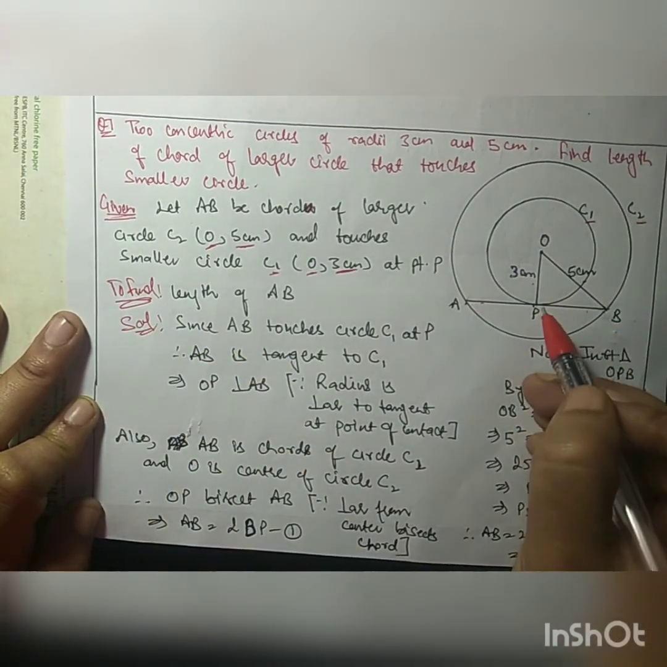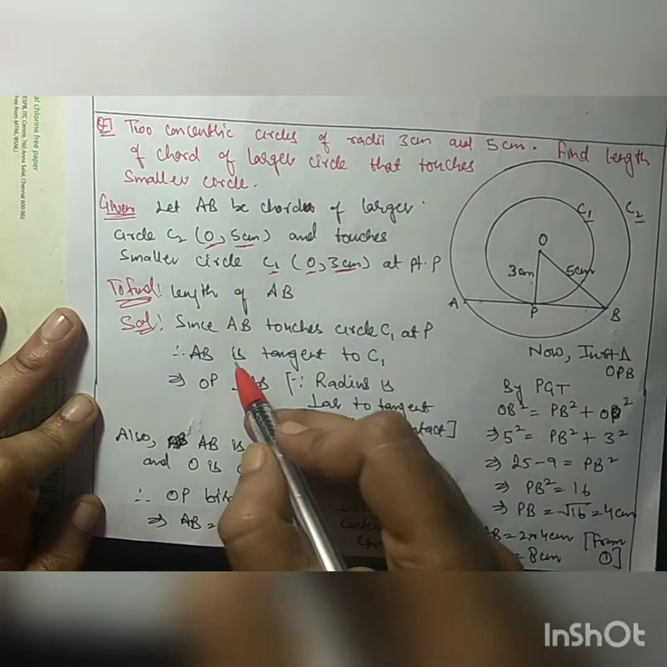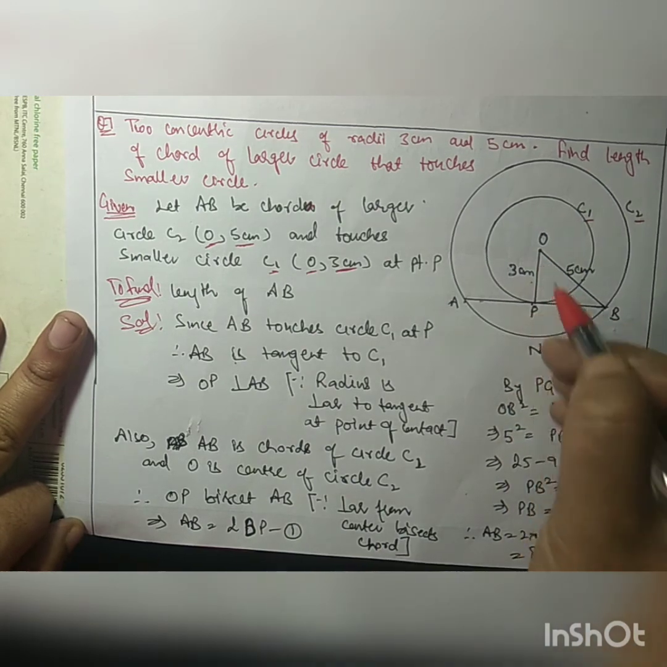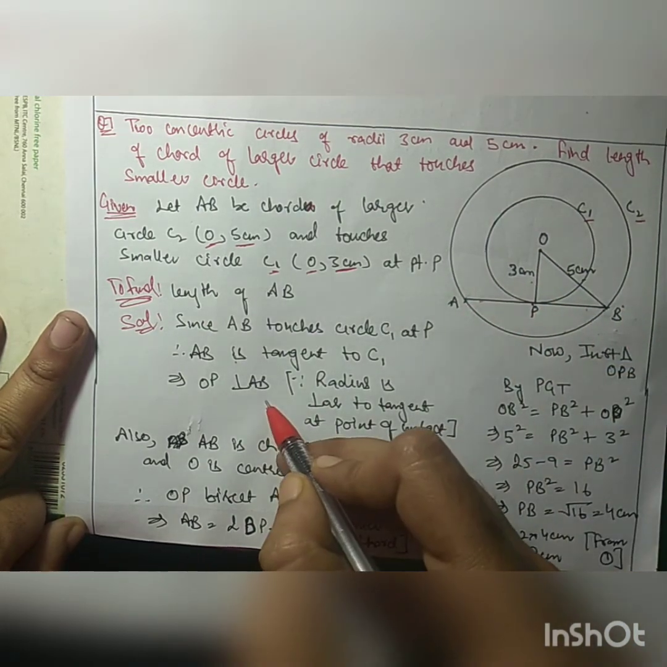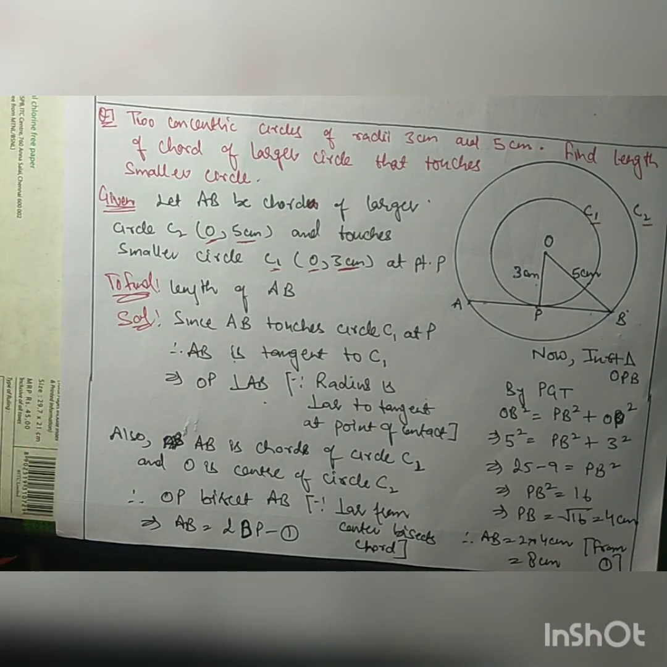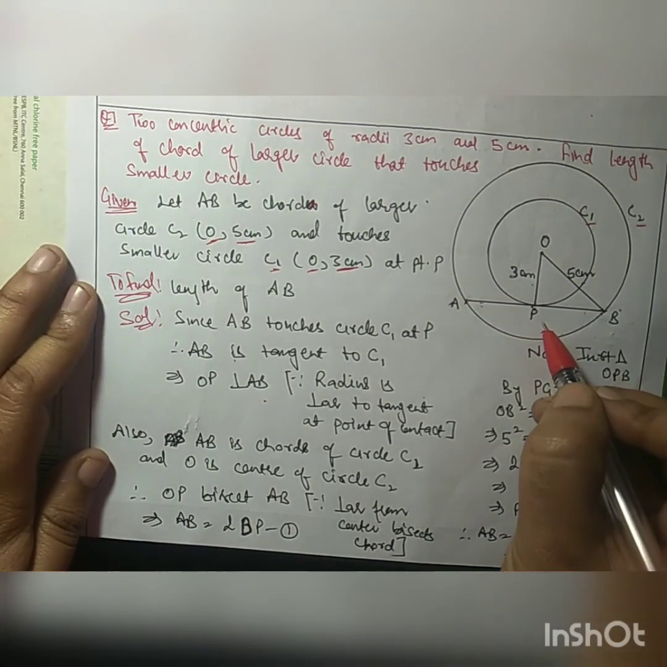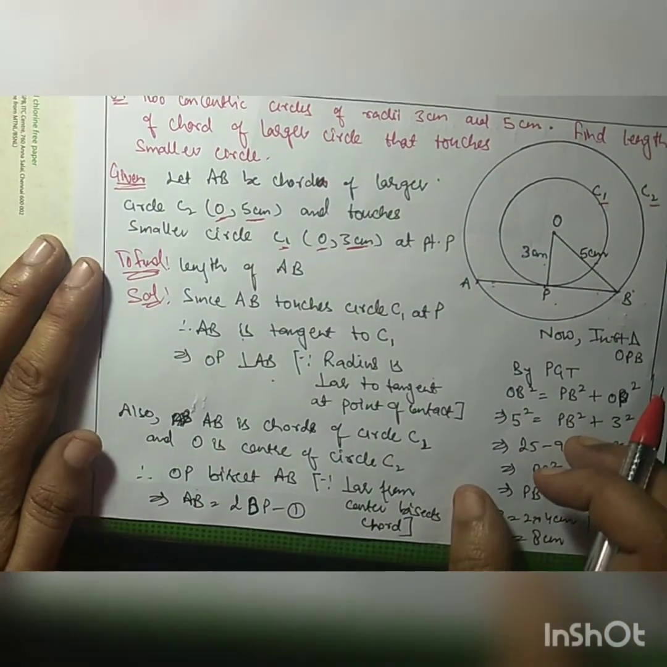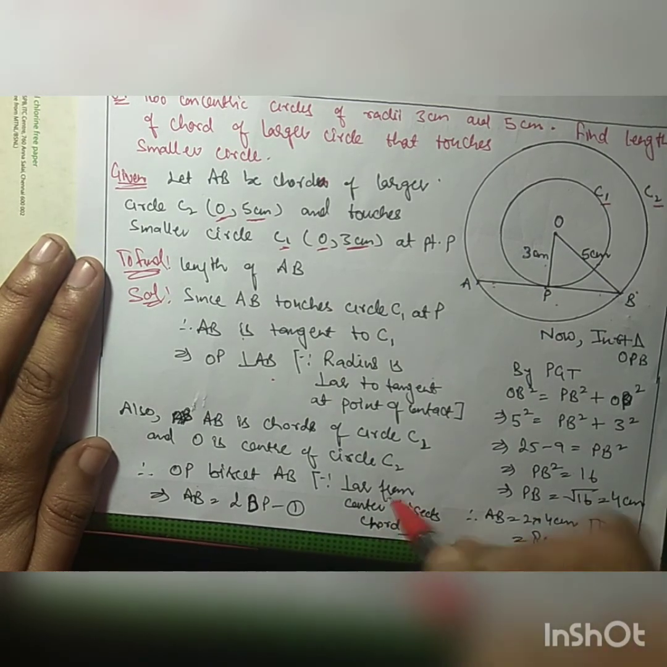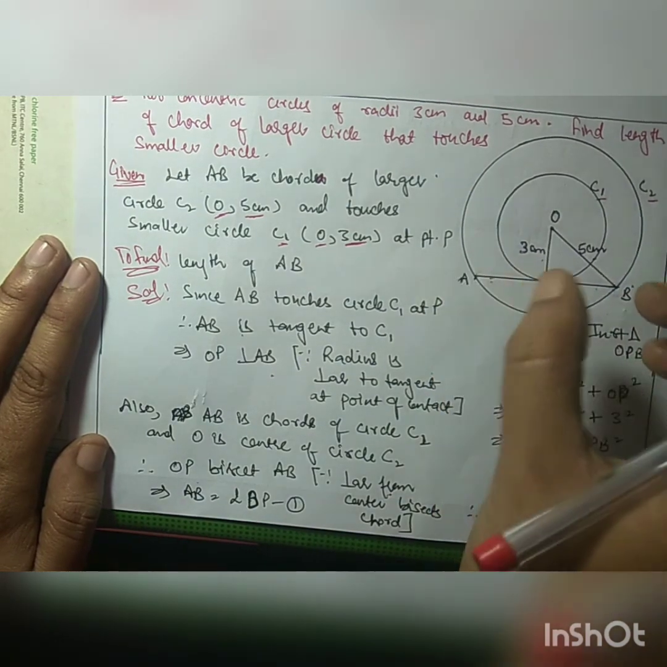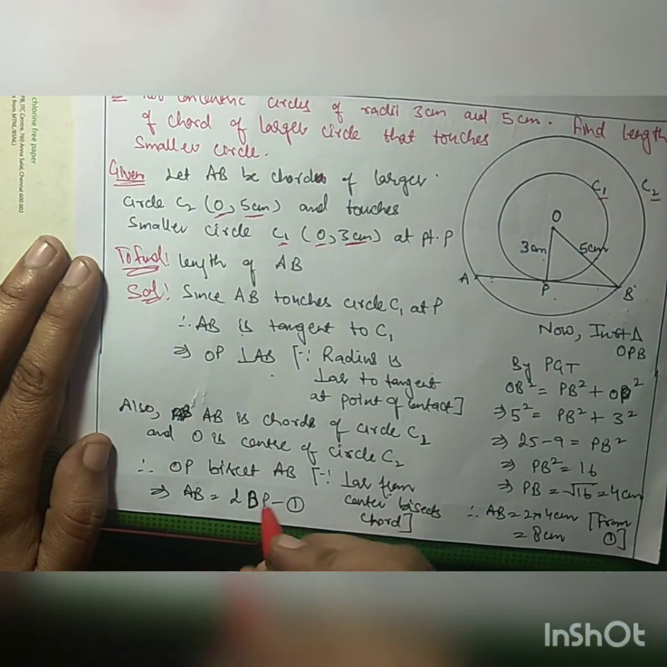Since AB is touching the circle C1 at the point P, therefore AB would be a tangent to the circle at point P. Since AB is a tangent, it gives OP is perpendicular to AB, because the radius is always perpendicular to the tangent at the point of contact. Also AB is the chord of the circle C2. Since O is the center of the circle C2, OP bisects AB because the perpendicular from the center bisects the chord. You have already studied this in class 9. If OP is bisecting AB, then AB is twice of PB. This is equation 1.